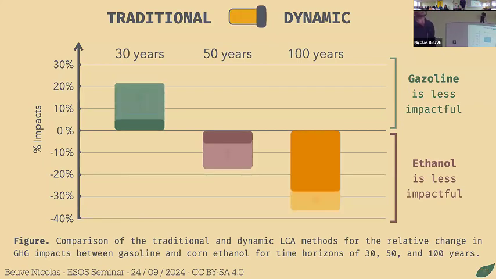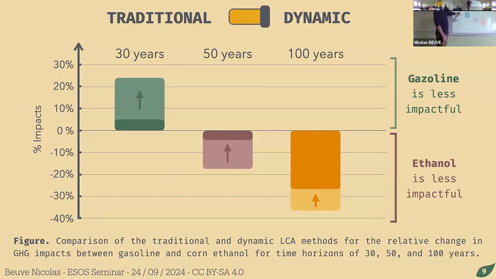If we were to compute a dynamic LCA, the results change a bit. As you can see, the impact over the first 30 years is way greater, and even after that, the impact of ethanol is a bit lower now than it was before. And the reason is that most of the emissions of ethanol are occurring at T equals 0.